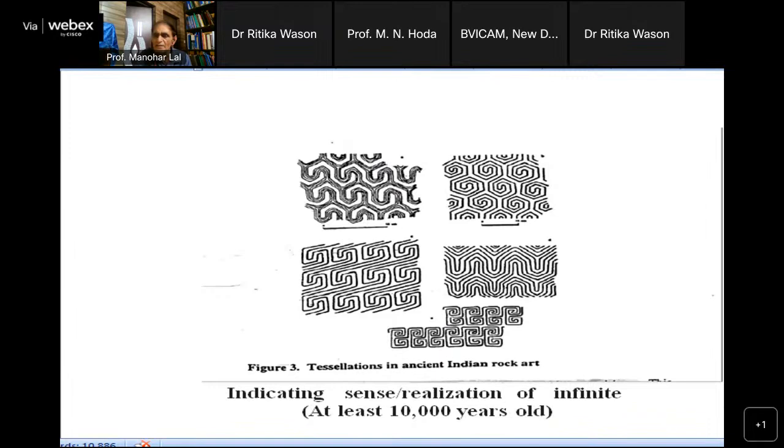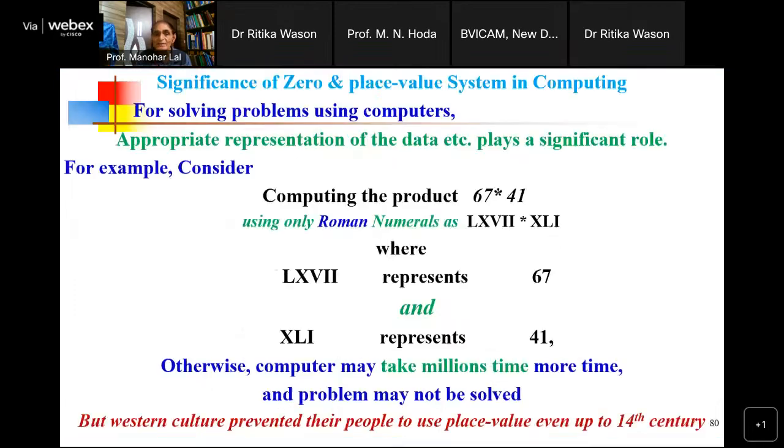Again, you can see even Indian rock art. These are examples of infinity. The boundaries are not complete. They show that it goes up to infinity. This was about 10,000 years back in the Indian peninsula. That is, we had the idea or the sense of infinity about 10,000 years back.